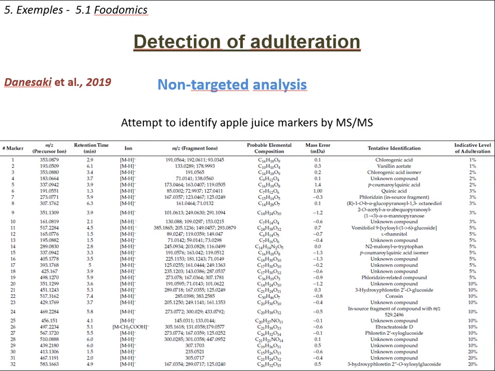So they made some efforts to identify the most important markers. On the right column, you have an indicative level of adulteration, 1%, 2%, etc., up to 20%. Then on the left column you have the identity of the marker, the number of the marker, 1, 2, 3, etc., the precursor ion, the retention time, the particular adduct of this compound, M-H- essentially, and the fragments. And then the probable elemental composition and the tentative identification, the putative identification.